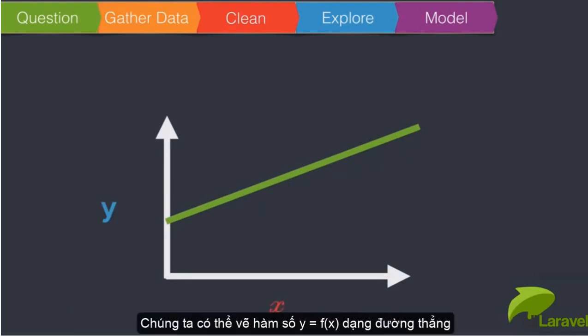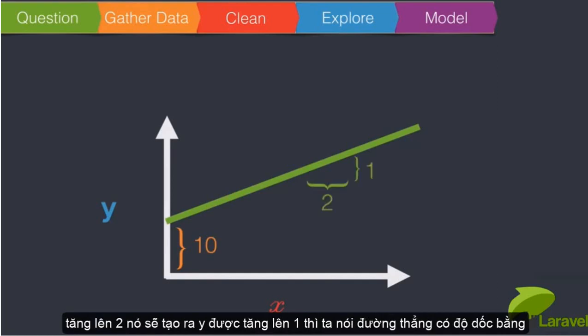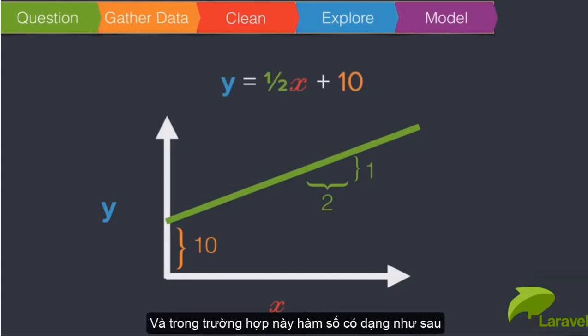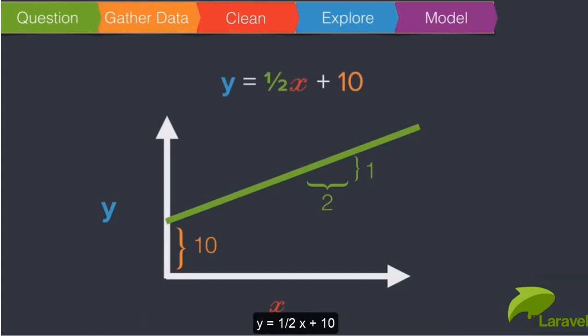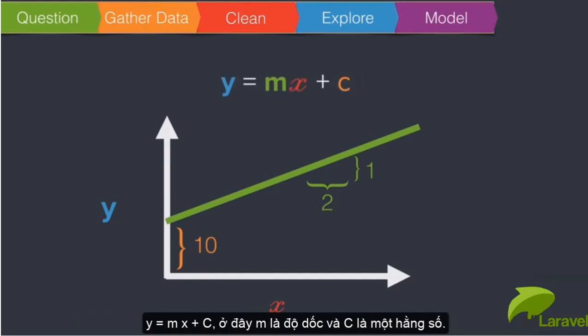From our math classes, we know that we can plot y as a function of x, and that's a line. And if we cut the y-axis at 10, then we say that our line has an intercept of 10. And if every time x increased by 2 it made y increase by 1, then we say that the line has a slope that is equal to 1/2. In that case, our equation would look something like this. y is equal to 1/2 x plus 10. And that means that the generic equation for our line would be something like this. It would be y is equal to mx plus c, where m is the slope and c is the constant.